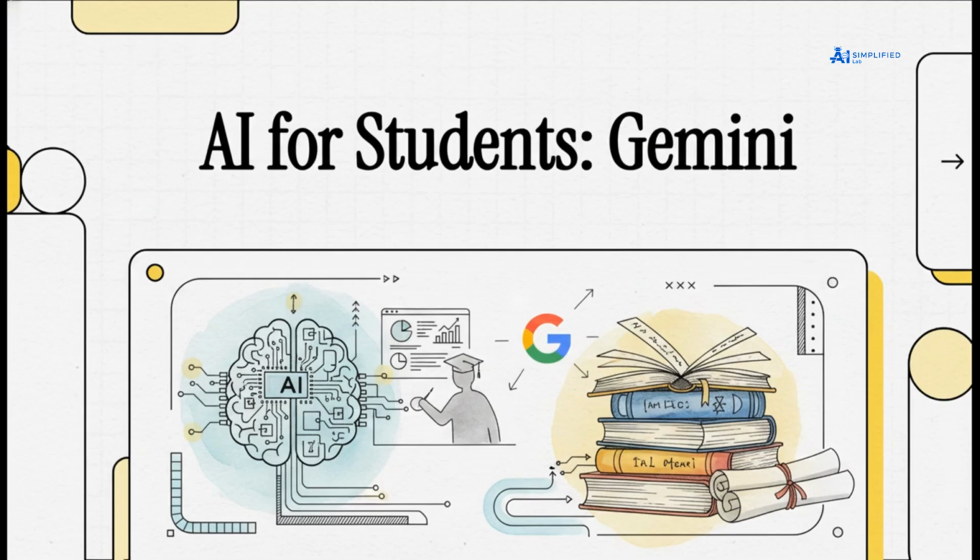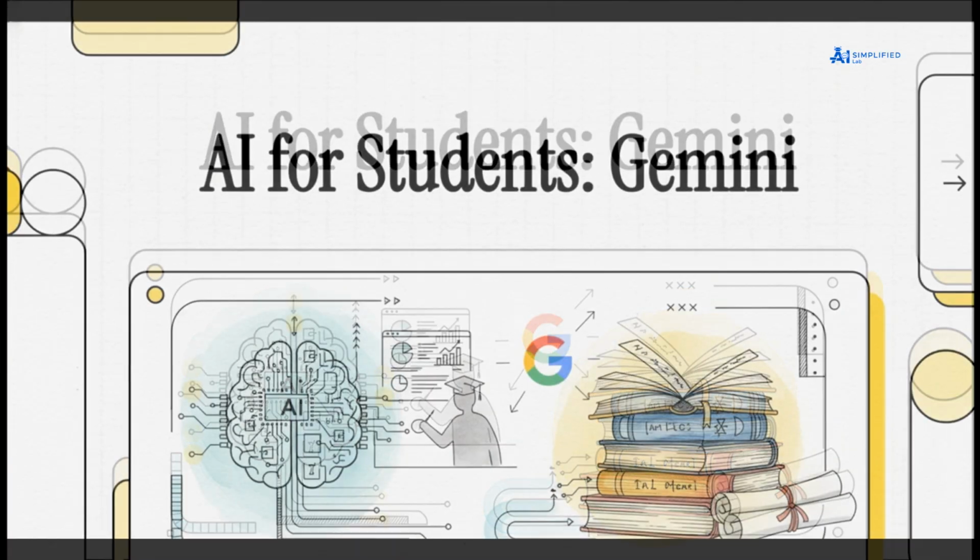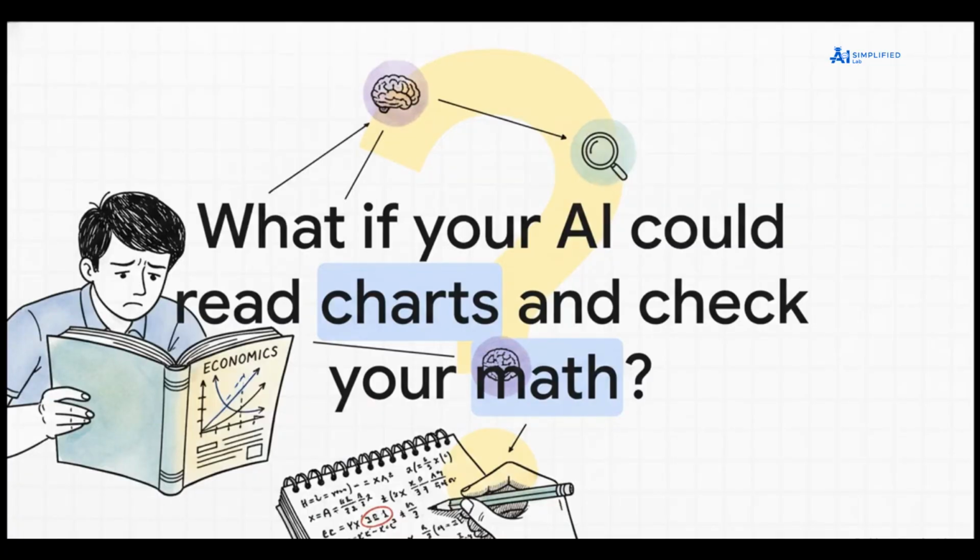Alright, let me ask you something. What if your AI could do more than just write? Like, what if it could actually look at that confusing chart in your textbook? Or, get this, check your handwritten math homework for mistakes. Sounds pretty wild, right? Well, that is exactly what Gemini is built for.